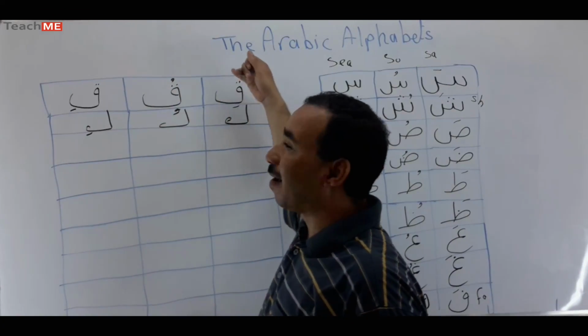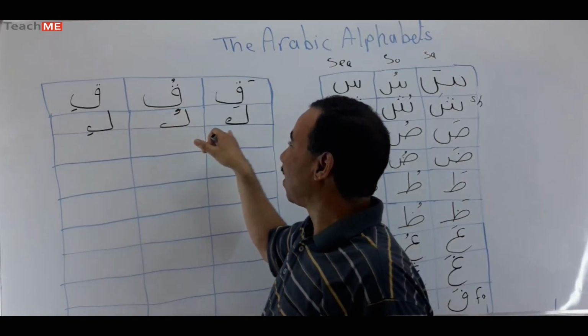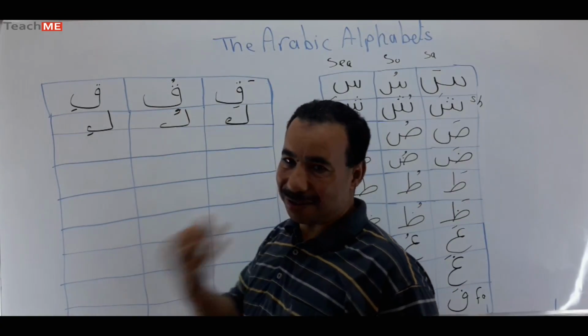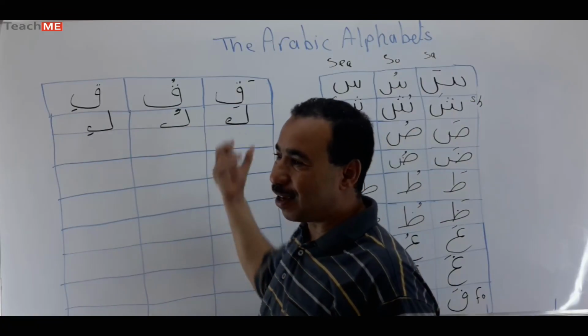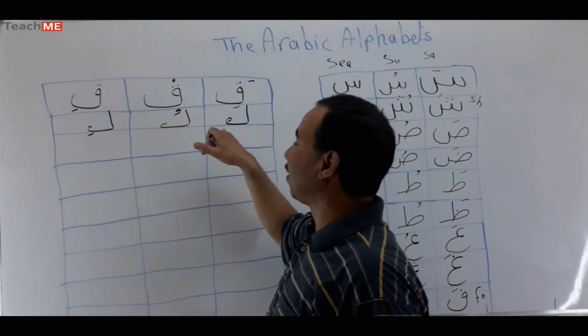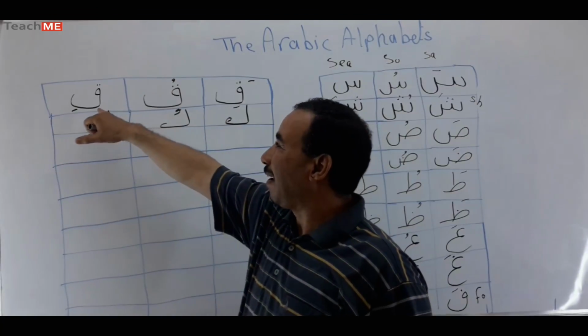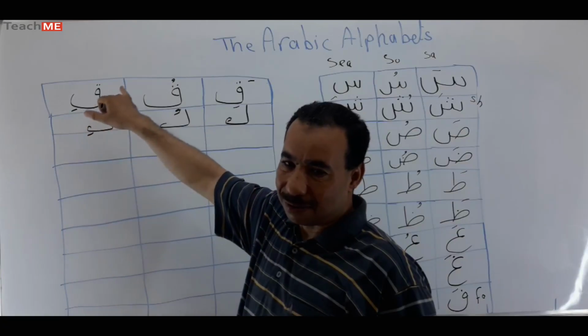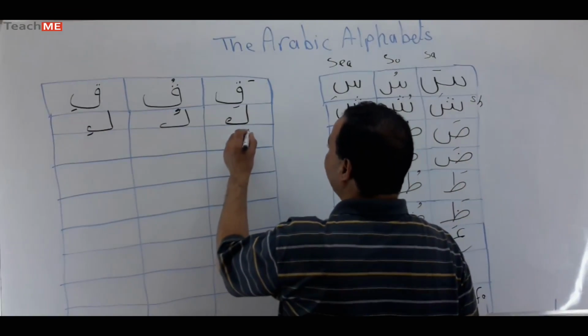Here we go, Qaf, and Kaf. Like that, but Ka is voiced and Qa is voiceless. Qa, qu, qi. Ka, ku, ki.